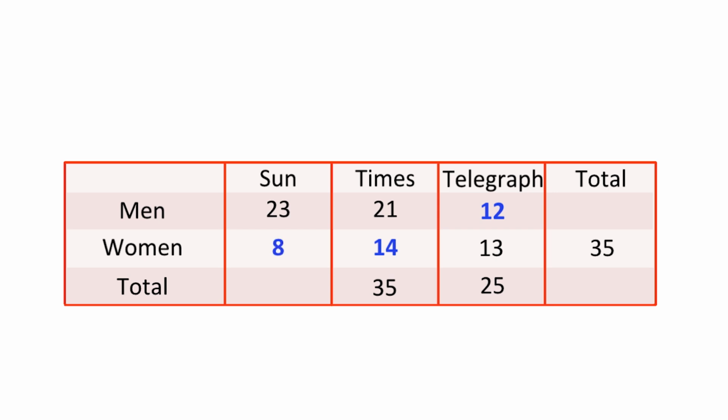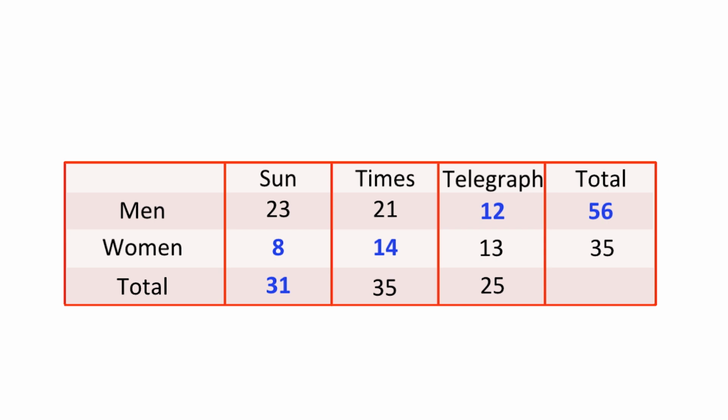Now if we look again at our Sun column, 23 men read the Sun, and we've just worked out that 8 women read the Sun, which means in total the number of Sun readers was 31. So we've now filled in just about everything except for our total number of men down the end, which is now just going to be 23 plus 21 plus 12 to give us an answer of 56.